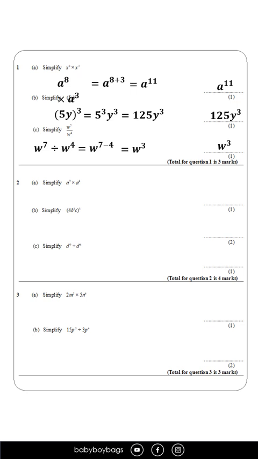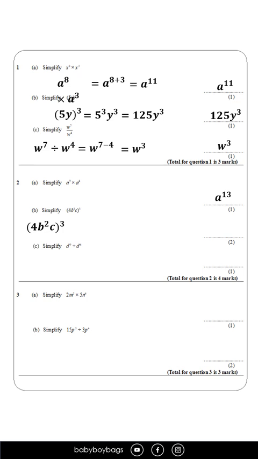Now for the next question, you're going to do it yourself just to test your knowledge. It says you should simplify a to the power 9 multiplying a to the power 4. You know the rule, right? Just pause the video and go through it, but the answer is there. Okay, the next question is going to follow B.